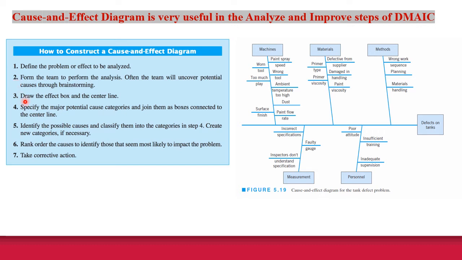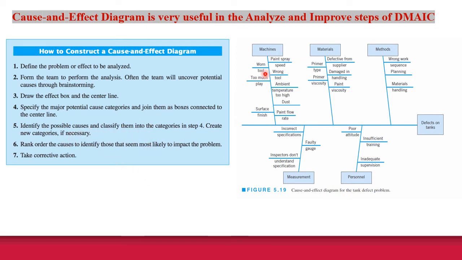Then they'll draw what's known as the effect box and center line. So they'll draw this center line and list what the defect is, defects on tanks. That's our problem. So they'll identify the possible causes and classify them in categories. So for example, are the machines the problem? Are the materials the problem? Is it the methods we're using? Is the measurement doing something different? Is the personnel our problem? Then they'll create new categories, if necessary.